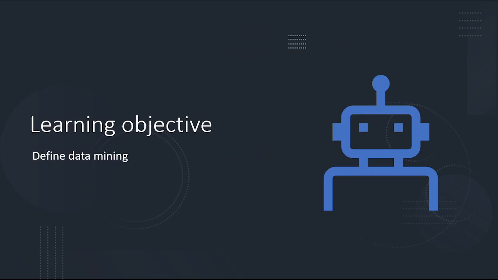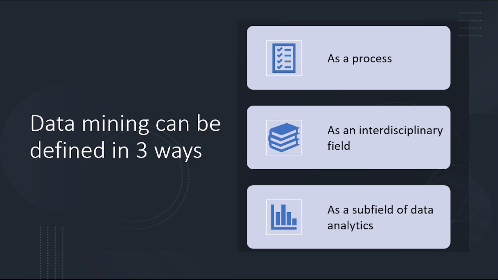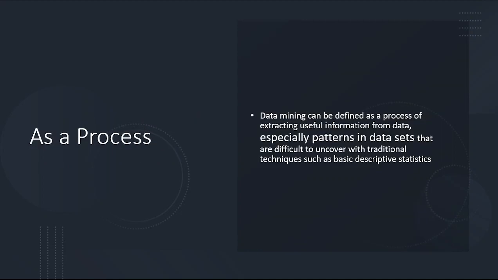Our first learning objective is to define what data mining is. It's kind of hard to define it in one precise way, so there's really three ways that you can define what data mining is. The first is as a process. This is the one that I like the most, and data mining is best thought of as looking for patterns in a data set. So you have a bunch of data, and what you're doing is you're looking for some type of pattern in the data.